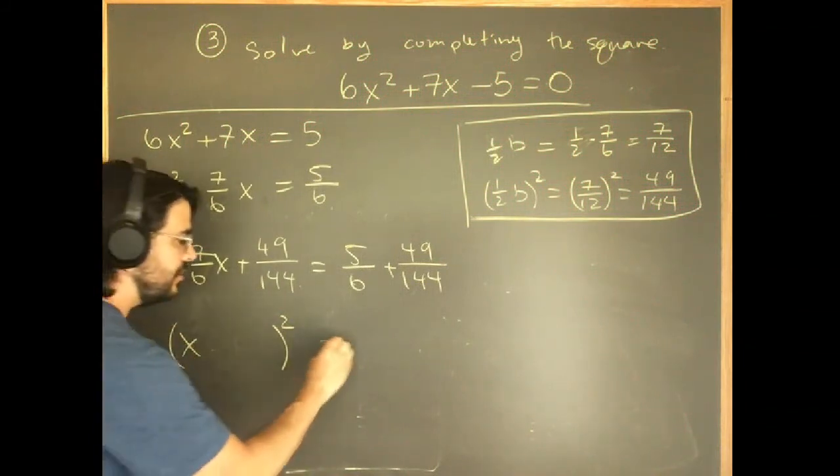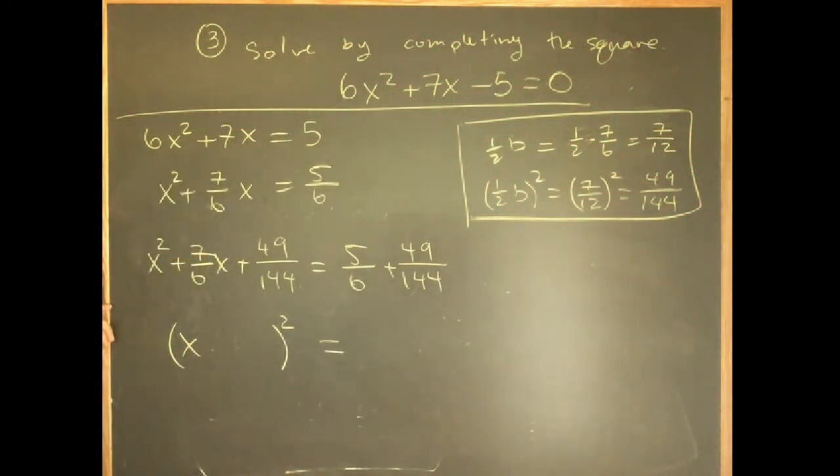Okay? So let's start off with a couple of questions. The first one is, what goes here? What should I write here? It should be, is it x plus something? Is it x minus something? And what number is it?